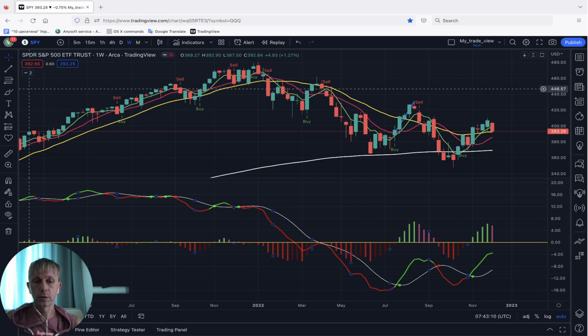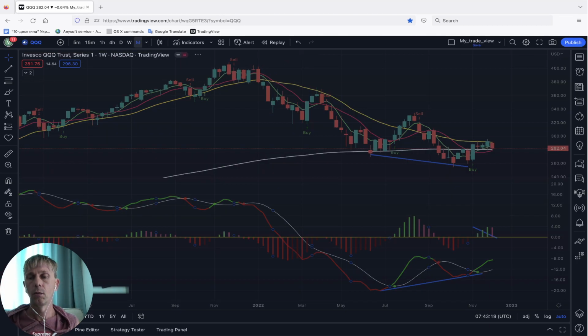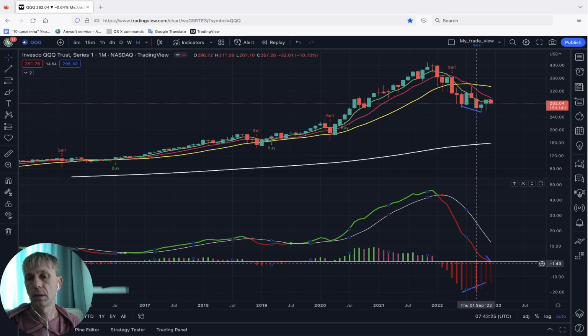Check the monthly for Qs. Monthly for Qs, similar story. Still bearish. Sorry, my chart is not clean. Still bearish. MACD is still in the red position.